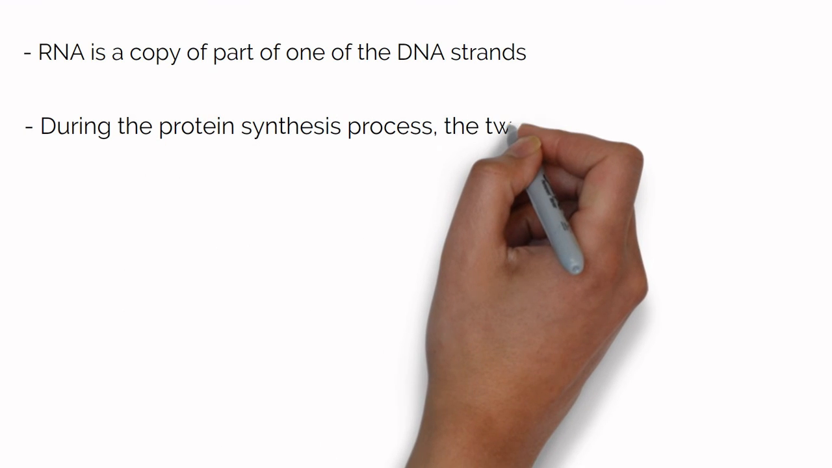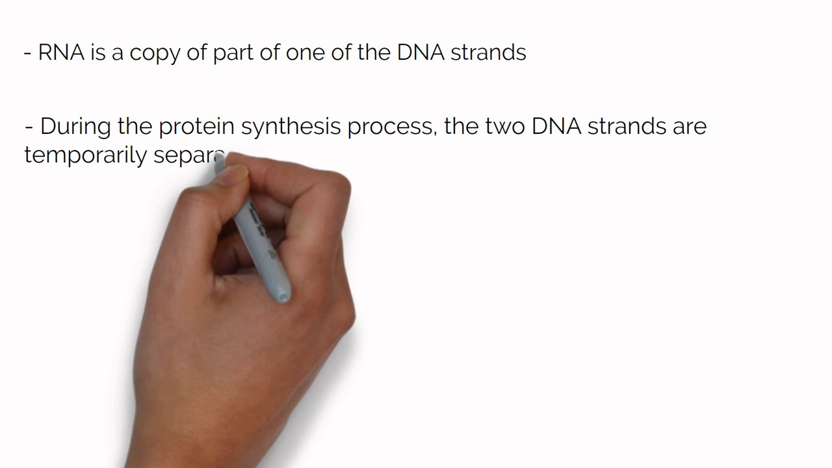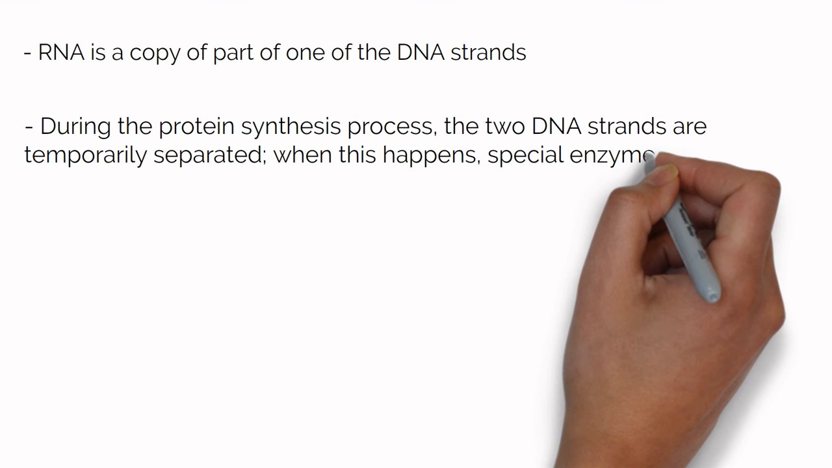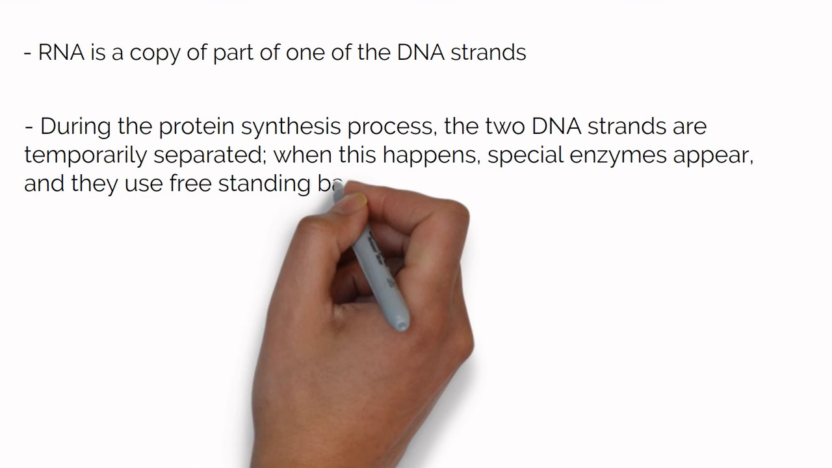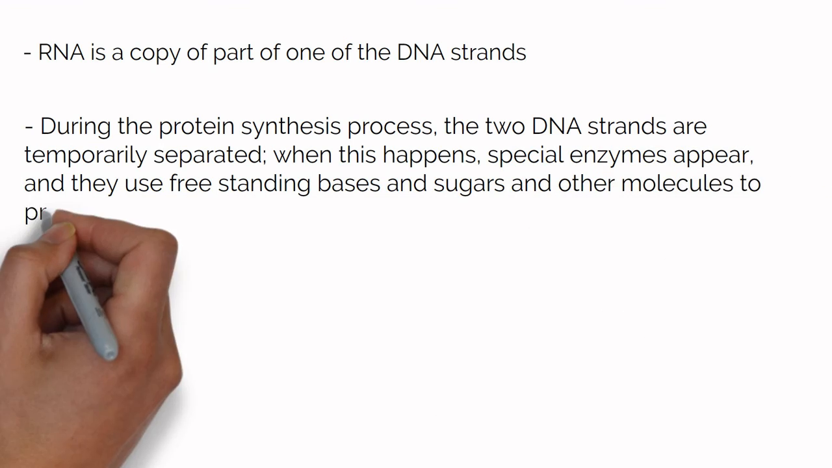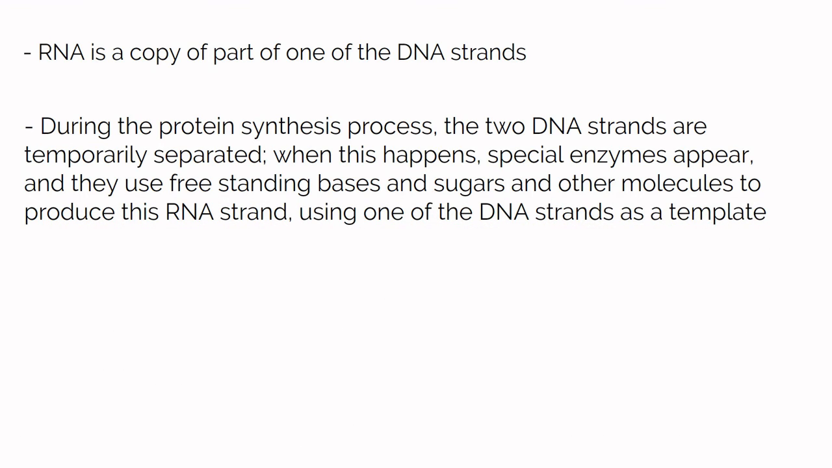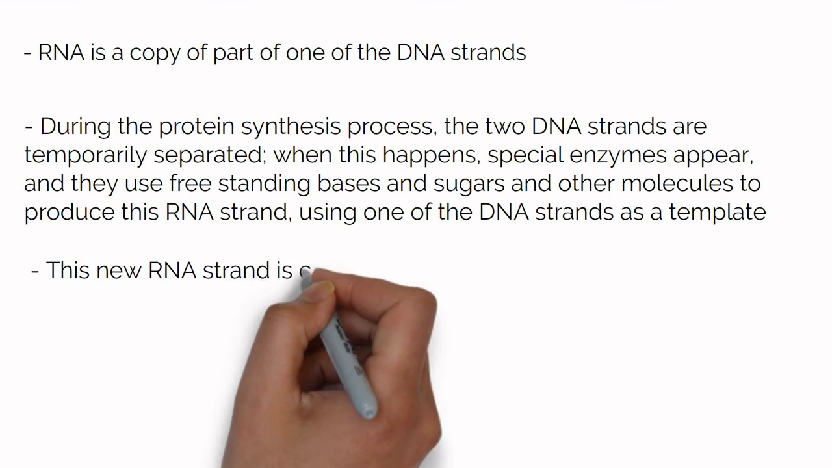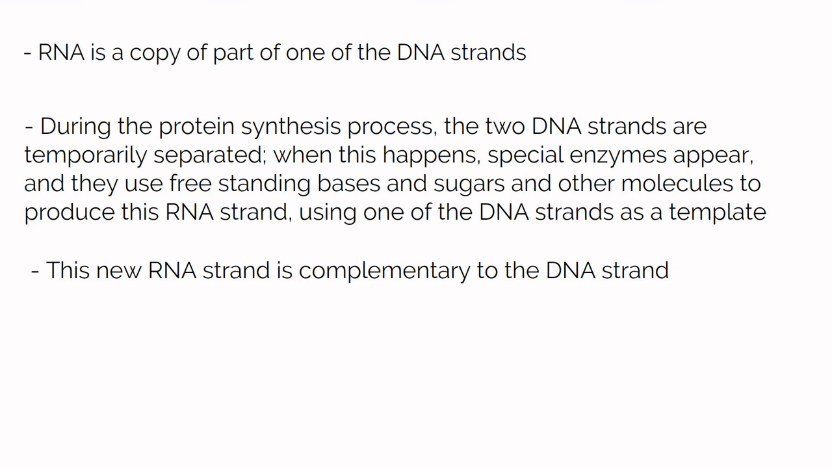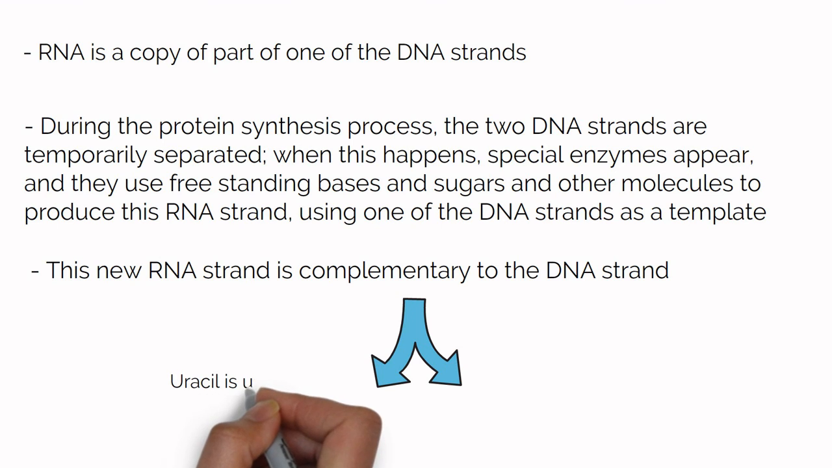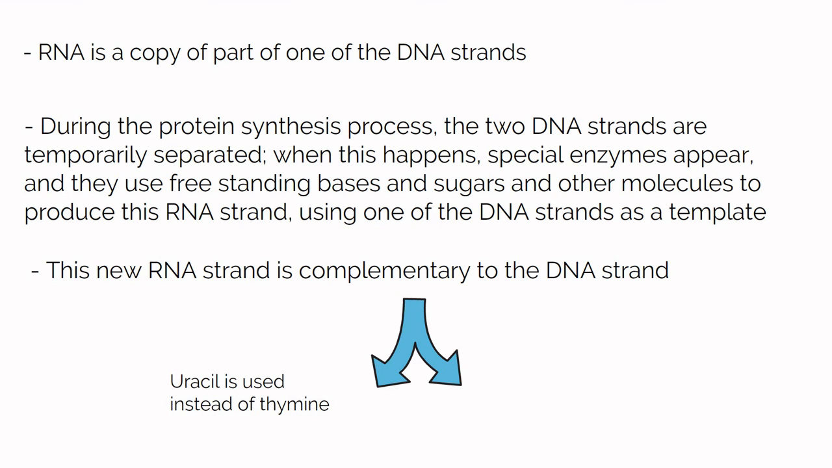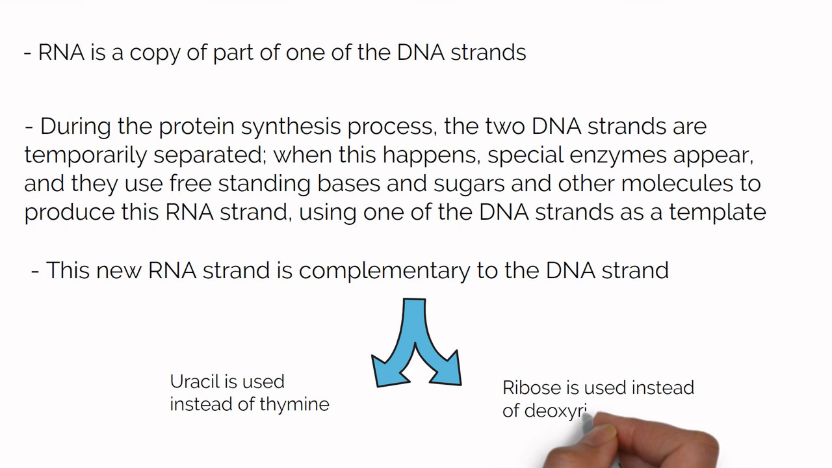During this protein synthesis process, the two DNA strands are temporarily separated. When this happens, special enzymes appear and they use freestanding bases and sugars and other molecules to produce this RNA strand, using one of the DNA strands as a template. So basically, this RNA strand that is formed is complementary to that DNA strand, except when it is formed, uracil is used instead of thymine, and ribose is used instead of deoxyribose.